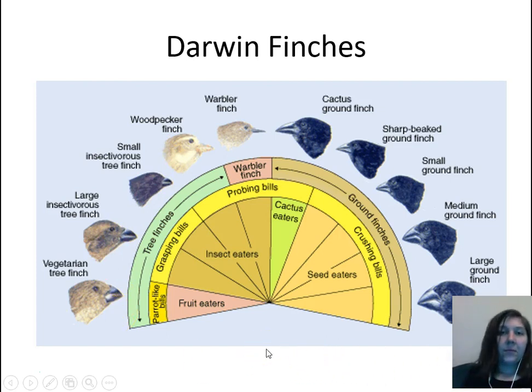So let's say those finches ended up on an island with a lot of seeds. Seeds are very hard, they have to be cracked open to get the right nutrients. And so birds that had crushing bills would be able to eat more and then thus reproduce, while others in that same environment might not survive.